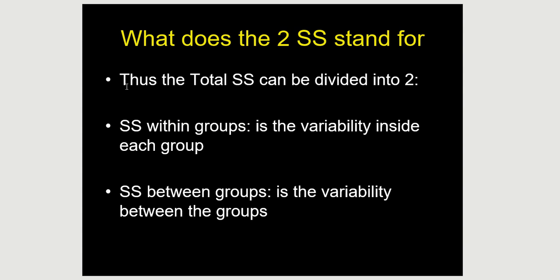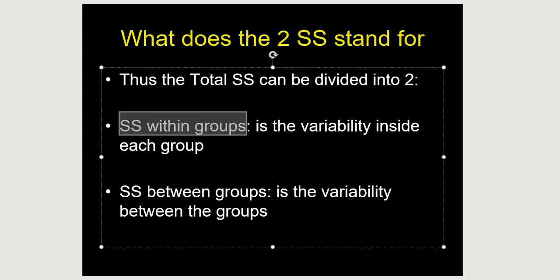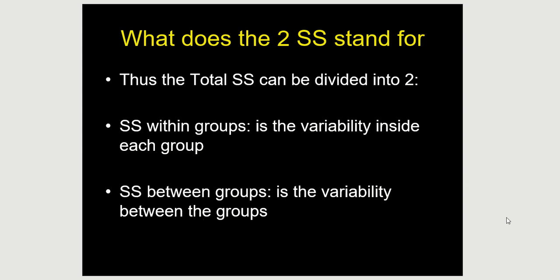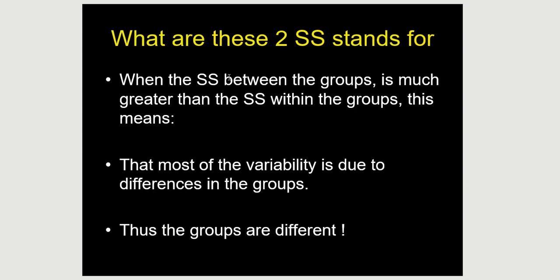So the total sum of squares can be divided into two sources of sum of squares. The sum of squares within a group is the variability inside every group, and the sum of squares between the groups is the variability between the groups. When the sum of squares between the groups is much greater than the sum of squares within the groups, this means that most of the variability is coming from the fact that the groups are different.